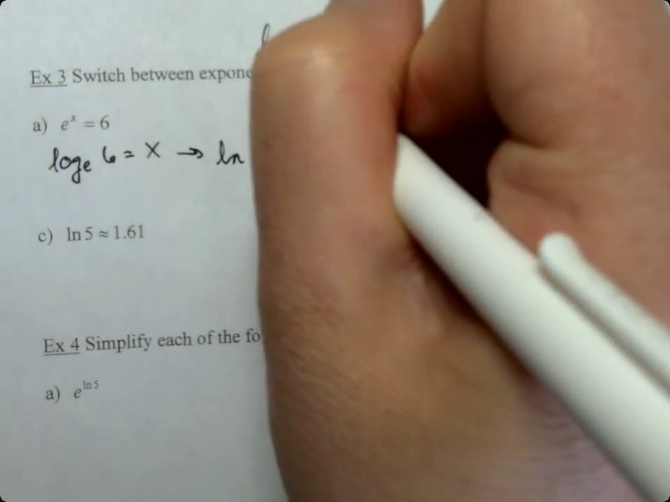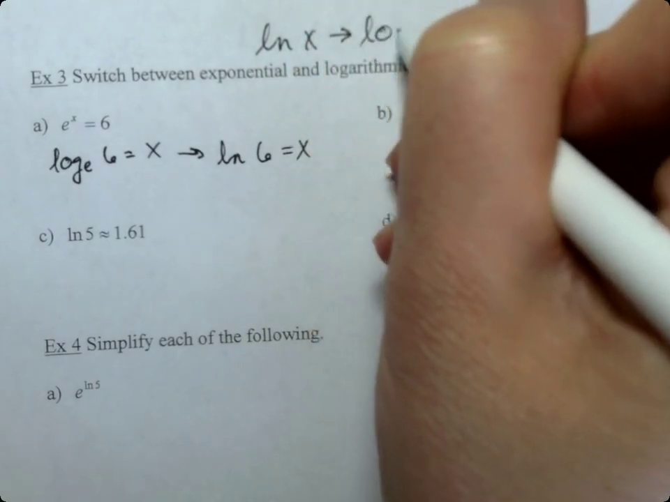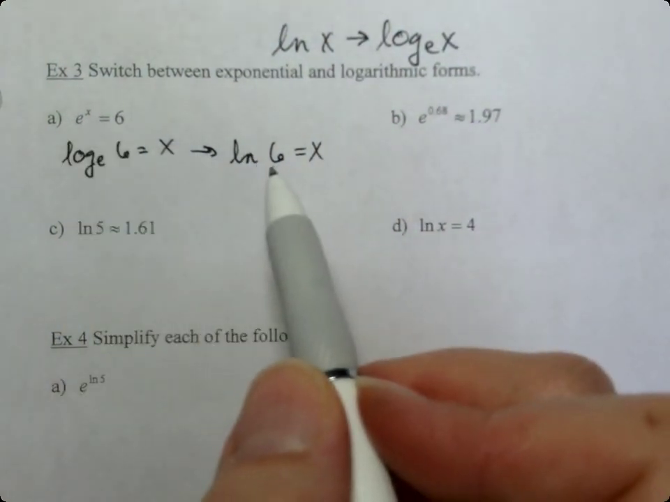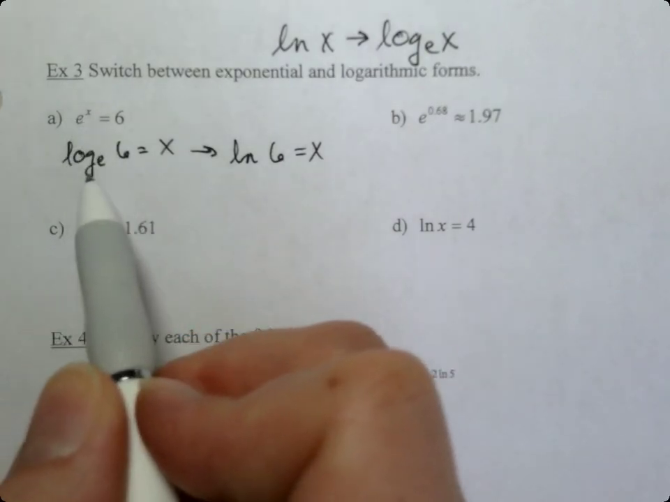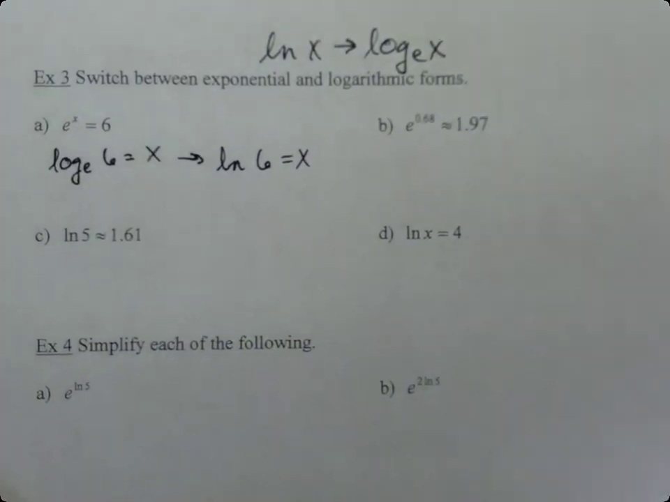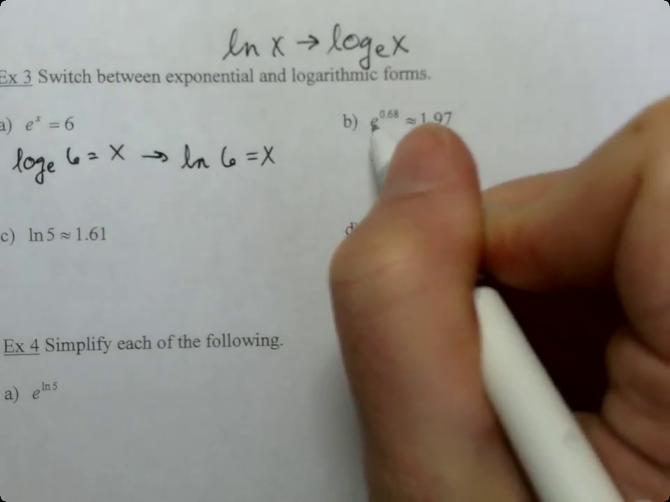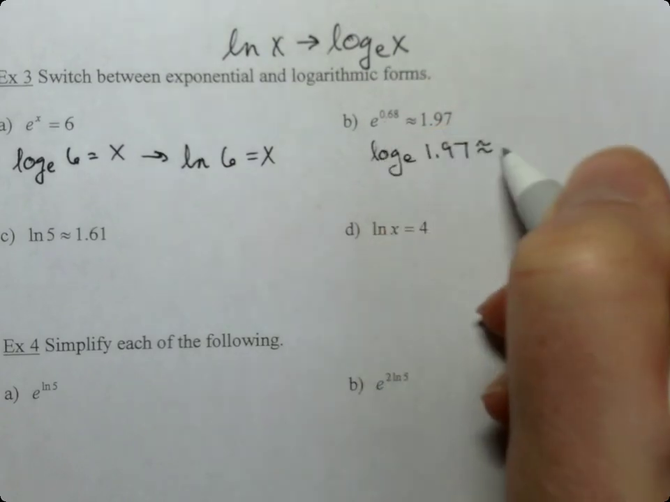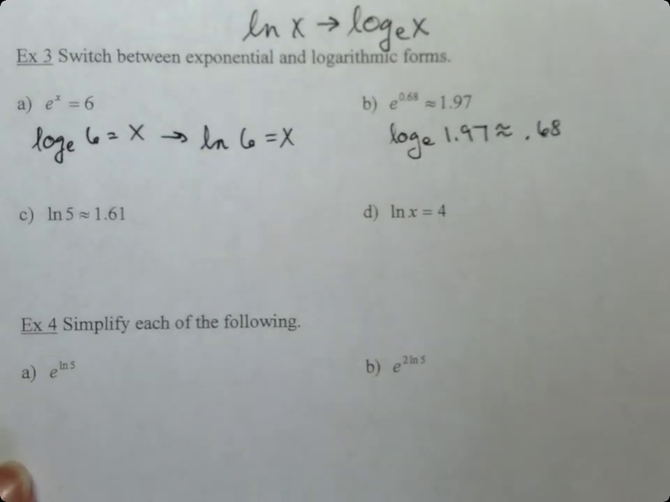So anytime you see the natural log of anything, that is the same as saying log base e of it. So if you're comfortable just jumping to natural log of 6 equals x, that's fine. But if not, change it to the log form you're comfortable with and then rewrite this. Okay, so if I'm thinking about that, this would be log base e, that hasn't changed, of 1.97, and it's approximately 0.68. So I think that helps a lot of people rather than just guessing.